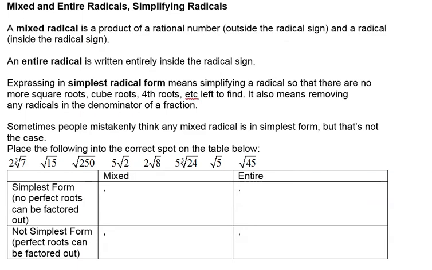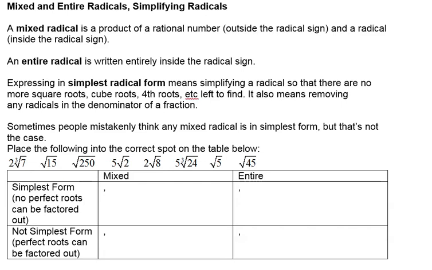This lesson is looking at the difference between mixed, entire, and simplest radicals, and how to convert radicals into simplest form and into entire radical form. So a mixed radical just means that you have a rational number outside the radical sign combined as a product with a radical. So things like 2 root 3.